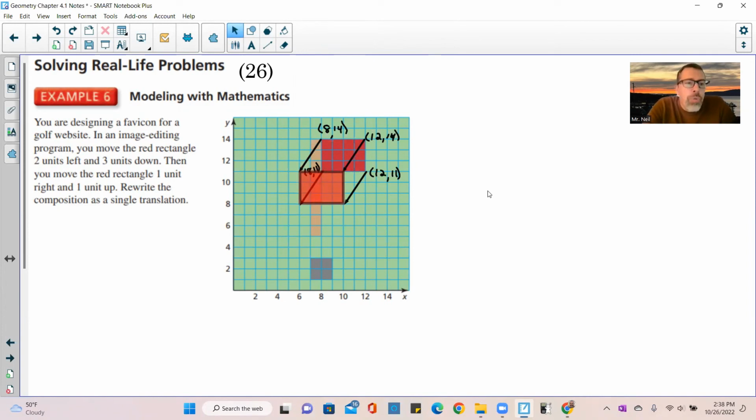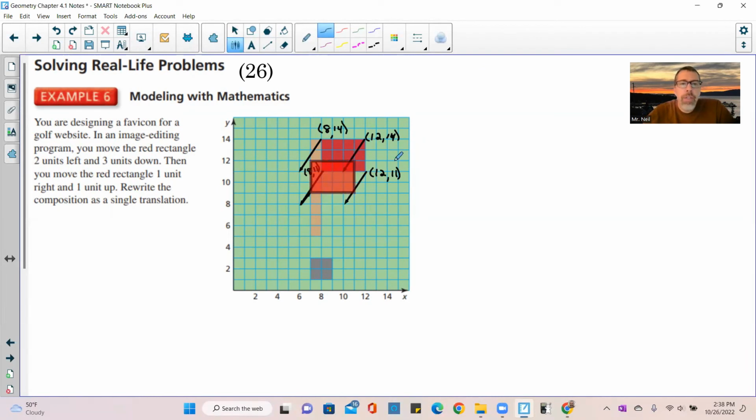And then you move the red rectangle 1 unit right and 1 unit up. So then I'm going to go right one, up one. So that's where I'm going to end up finally. So I haven't drawn the vectors for that. This is going to get a little messy, but I did want to show it in the diagram because I'm not going to be able to see it. I'm now going to have a vector that goes right one, up one, which is right there, and it's sitting right on top of the other vector.